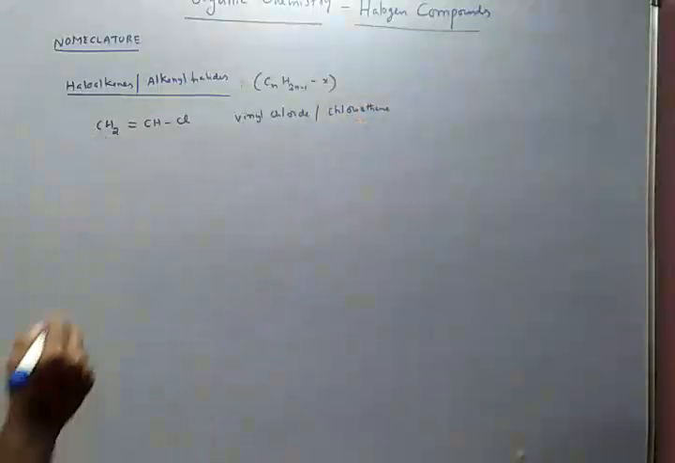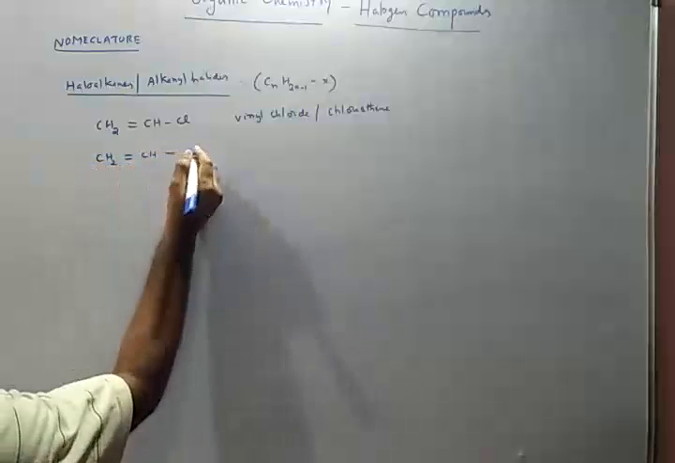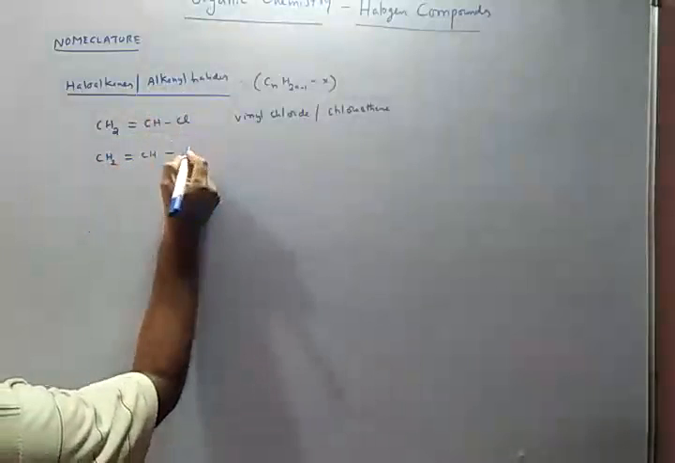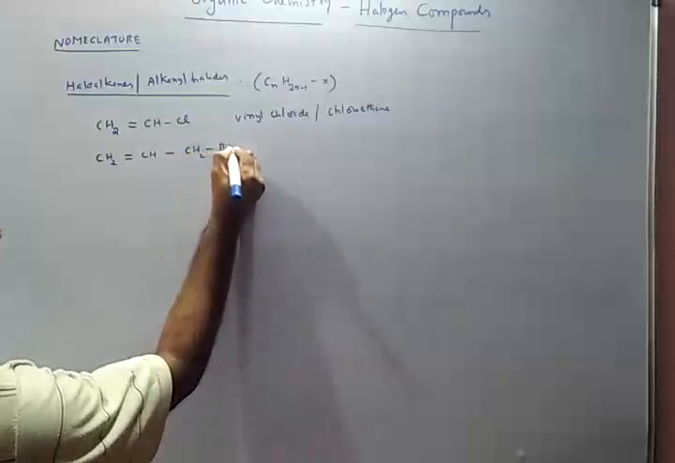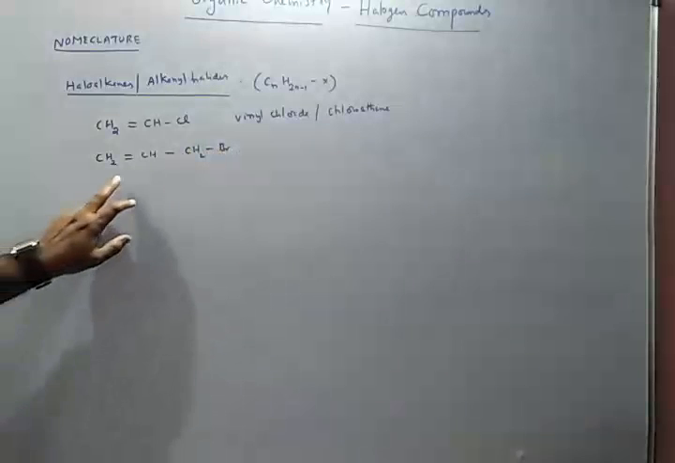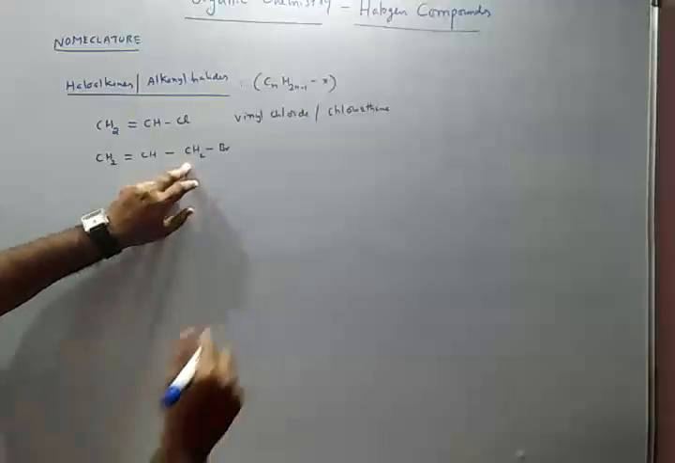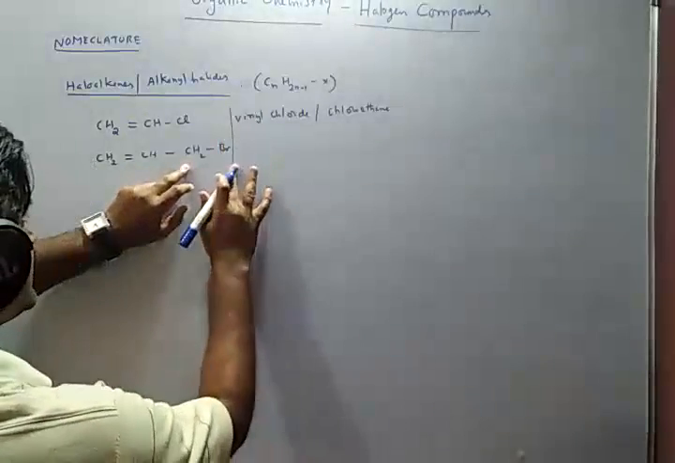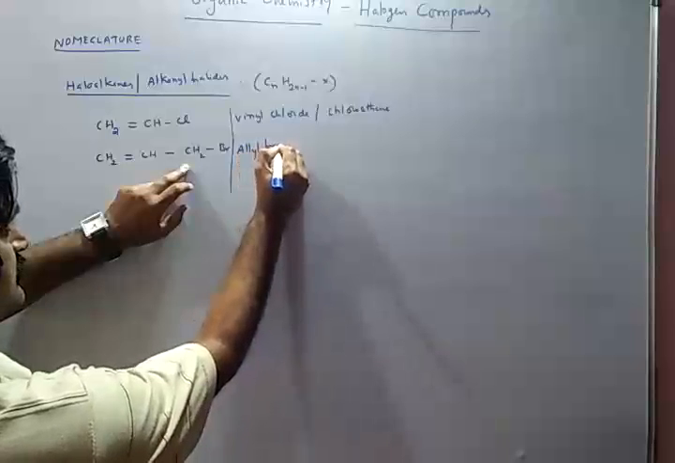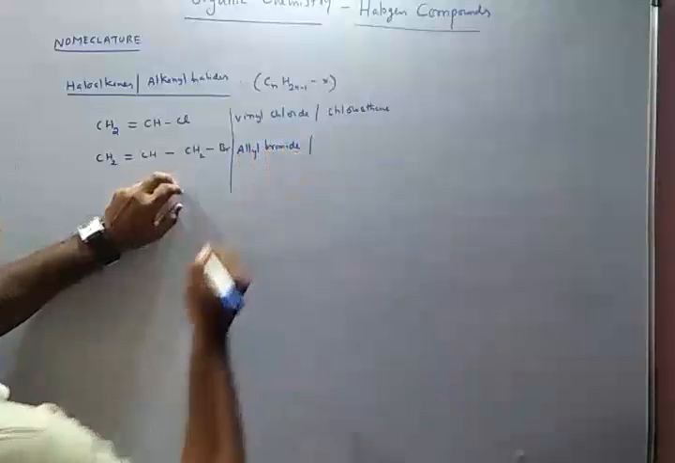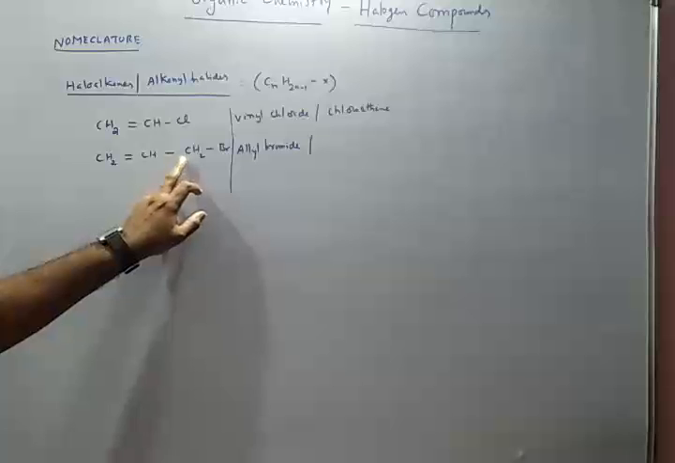If I write this double bond carbon linked with the halogen, that means this carbon is linked with a halogen carbon, that is CH2Cl or CH2Br. At that time I can call it allyl bromide. Its general name is nothing but allyl bromide. But as per the IUPAC nomenclature, this carbon is the first carbon and this is the second one.